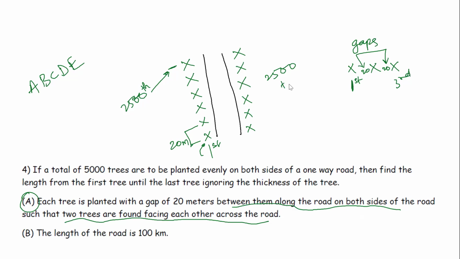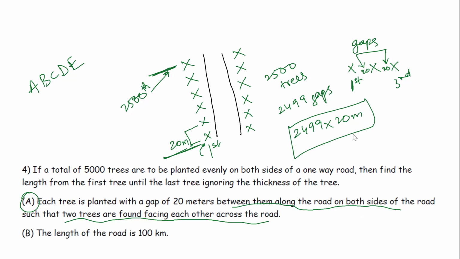So if there are 2,500 trees, then there's one less, that is 2,499 gaps. And those 2,499 gaps is basically the distance from the first tree till the last tree, into 20 meters, and that's the length, correct? Or simply speaking, 2,500 into 20, which is 50,000, minus 20. So we have 49,980 meters or 49.98 kilometers. That is the length from the first tree until the last tree. So A answers and B, C, E are out.